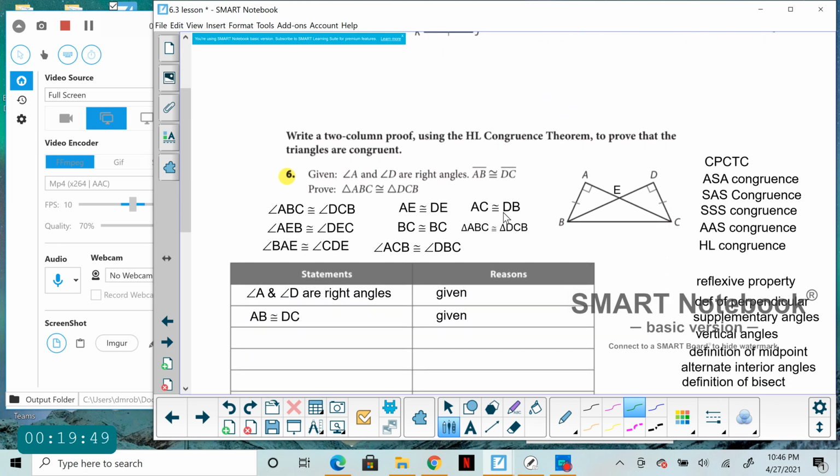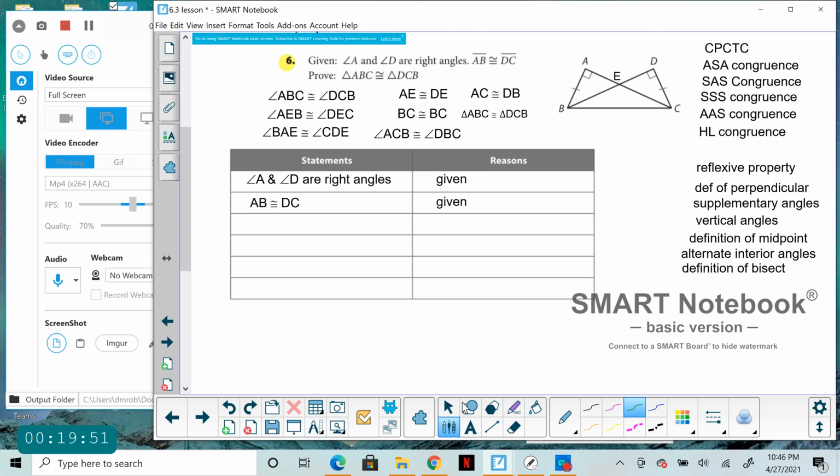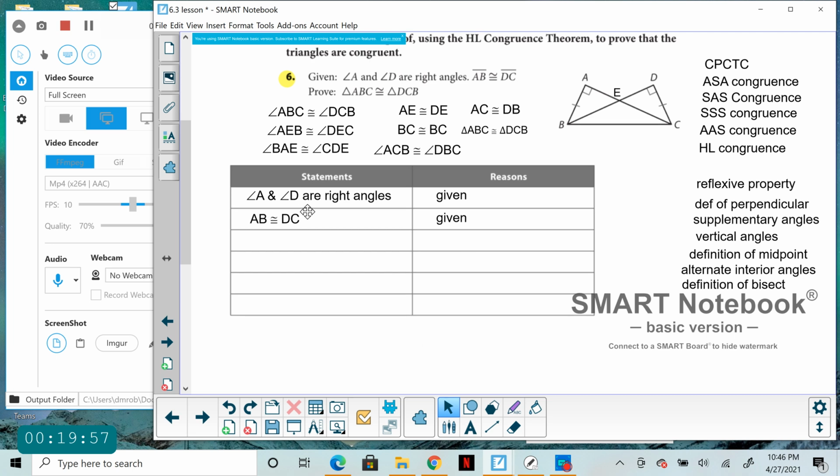Okay. All right, proofs. Let's look at our proofs. We are given that angle A and D are right angles and AB is congruent to DC. So we want to prove triangle ABC, the big triangle, congruent to DCB, the other big triangle.